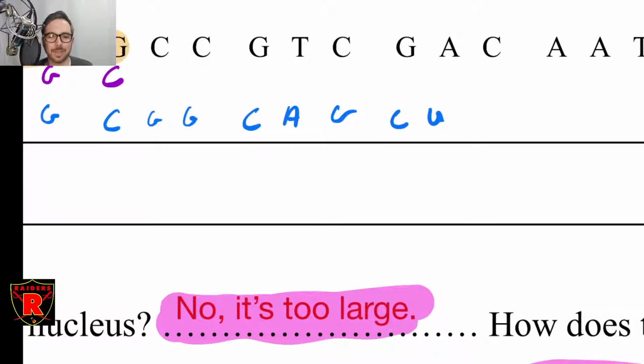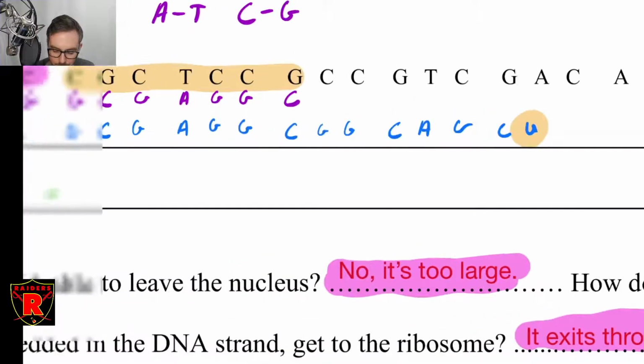Okay? So that's the only thing you've got to watch out for: those circumstances where it would be a T, but now it's going to become a U because it's mRNA. Okay, so that's the transcription part. That's making a copy of the code.